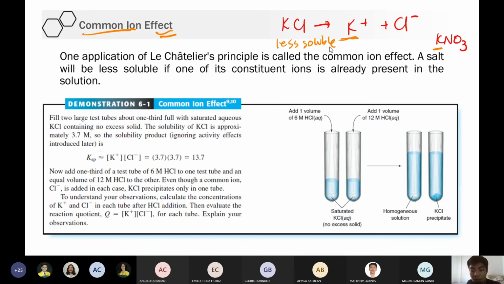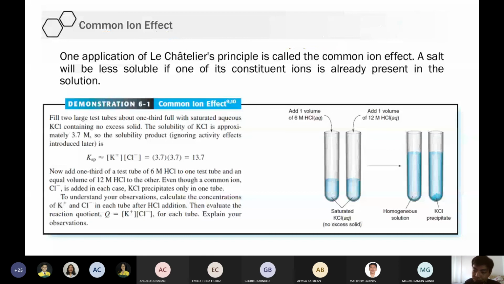Okay? So, yung common ion effect, i-discuss yan sa lecture, sa laboratory, chapter 4. Okay, so hopefully tapos na kayo sa gravimetry kasi yun yung kasunod.